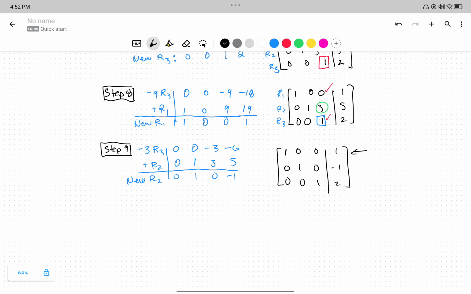The first answer is X. The second answer is Y. The next answer is Z. So then your solution, which is a point of intersection, X, Y, and Z, is the point 1, -1, and 2. All right, so this is called Gauss-Jordan elimination.